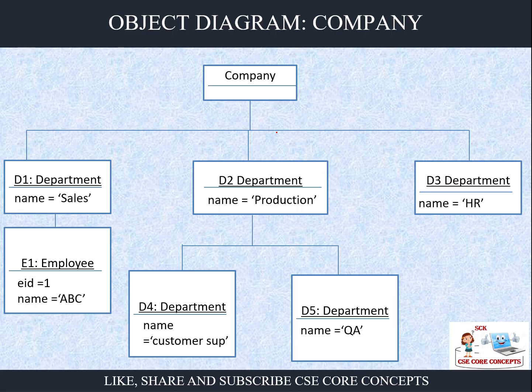So let us say, for example, you have a company, right? So the company has departments. So you can say D1 is an instance, D2 is an instance, D3 is an instance. So D1 name is sales, D2 is production, D3 is HR. Now employee ID1, whose name is ABC, belongs to the sales department. Then let's say another employee in customer support belongs to production. Now the department production has again two types, that is customer support and the QA department, understood? So this is, at a particular moment of time, what the values are.